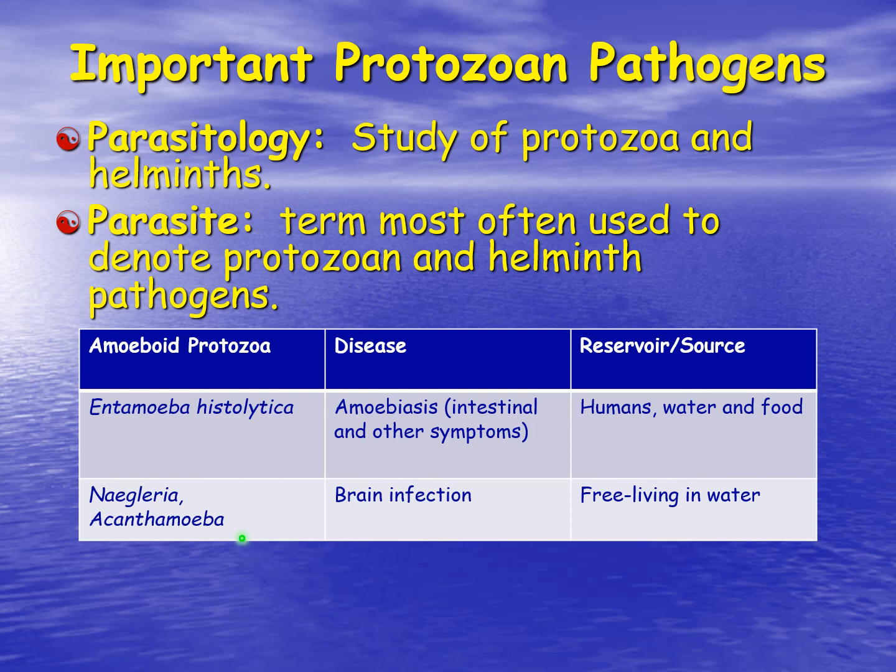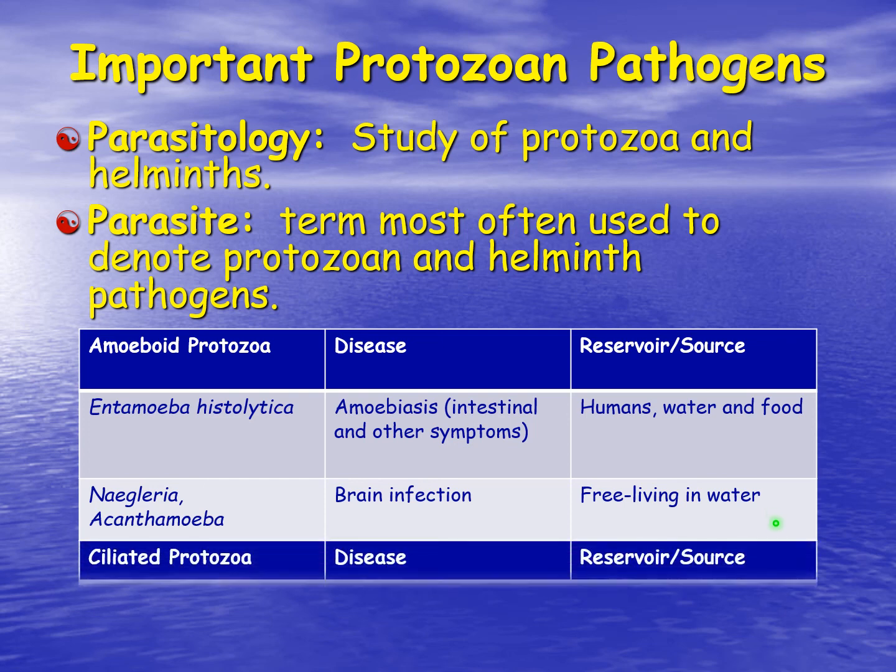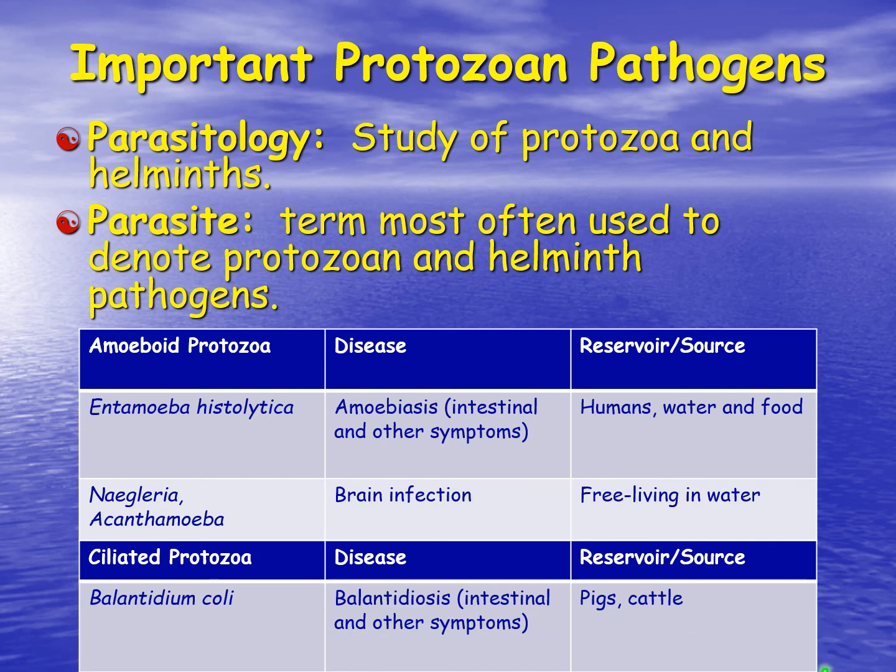Naegleria fowleri and Acanthamoeba, these are the two brain-eating amoeba. They are both free-living in water and usually cause no problems unless you snort water up your nose that has these organisms in them, and then they can actually go through the cribriform plate and get into the brain, where they then cause damage. Of the ciliated protozoan, Balantidium coli is the only one that causes disease, and it actually causes disease primarily in animals. So I'm actually not going to talk about it.